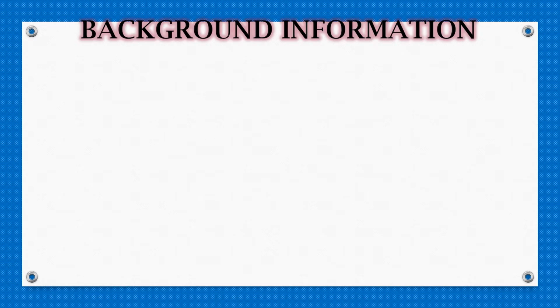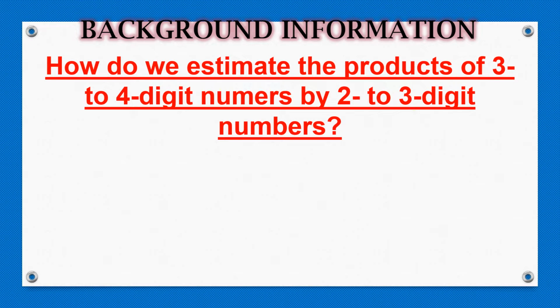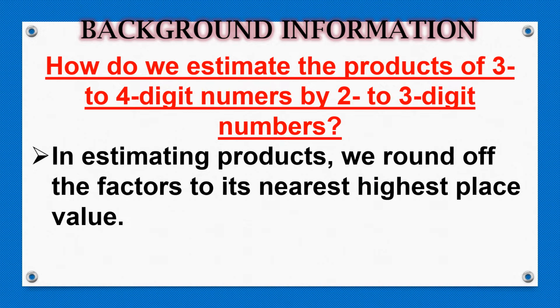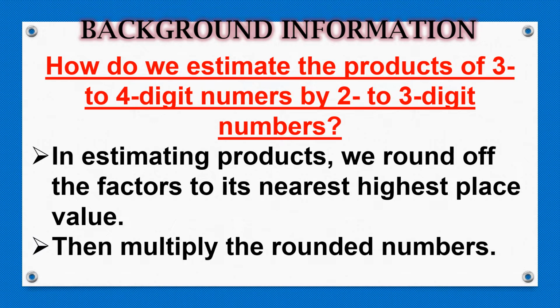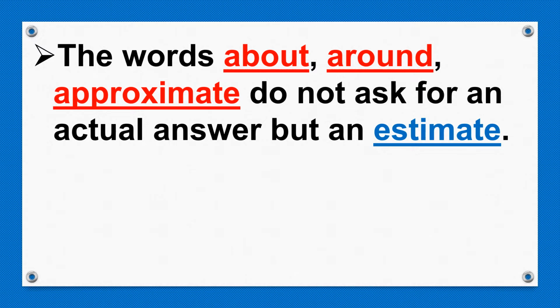But first, I will give you the background information on how you are going to estimate the products of 3 to 4 digit numbers by 2 to 3 digit numbers. Estimating the products, we round off the factors to their nearest highest place value. Then we're going to multiply the rounded numbers. The words about, around, approximate do not ask for an actual answer, but instead we're going to estimate the answer.